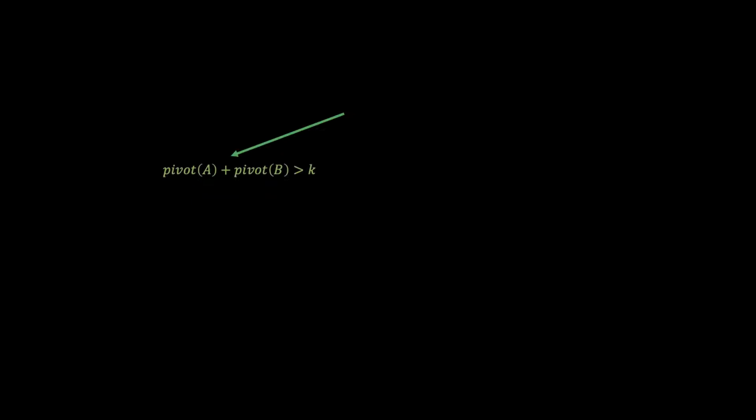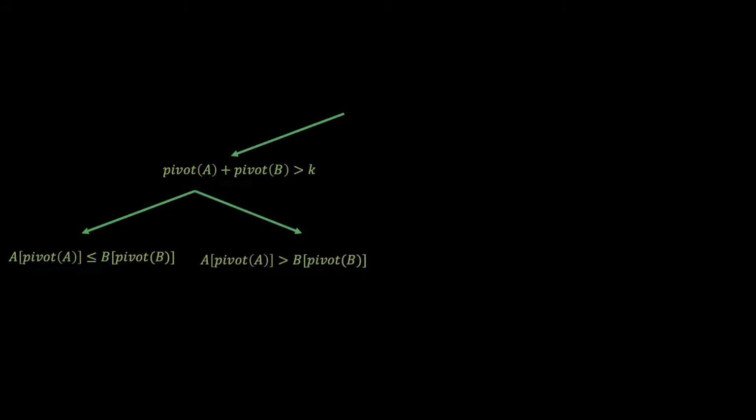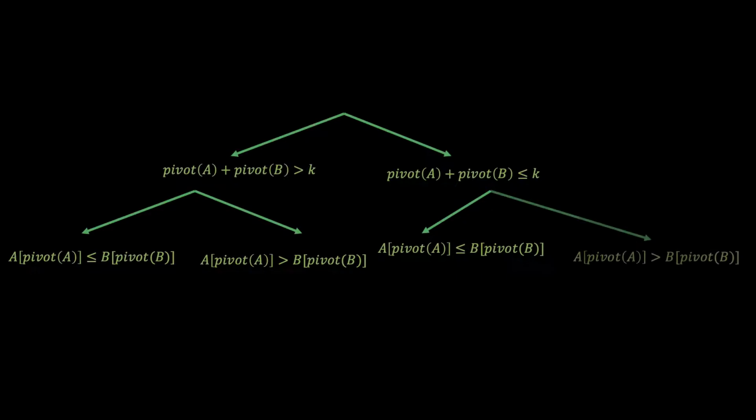The next sub-scenario is the value of A's pivot is at most B's pivot value. The second scenario happens when, again, pivot of A plus pivot of B is greater than k, but A's pivot value is greater than B's pivot value. The third scenario happens when pivot of A plus pivot of B is at most k, signifying that k's value is too big and near the end of the sorted array. And the next sub-scenarios are again the relative values of A's and B's pivots.